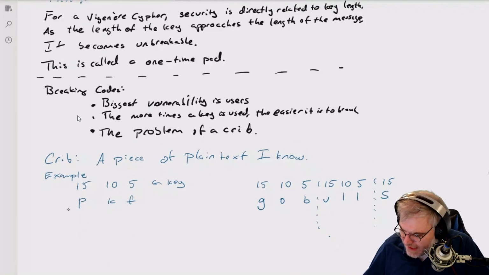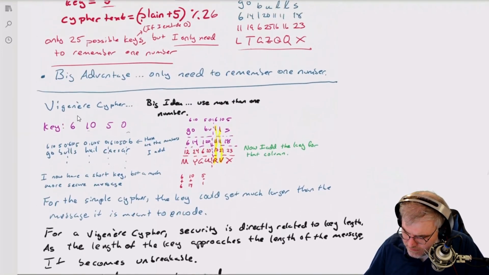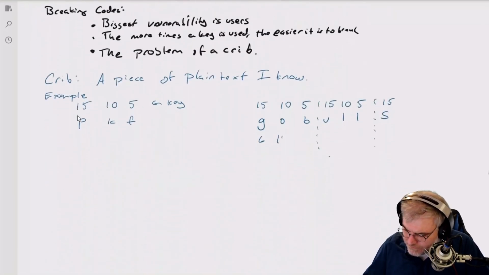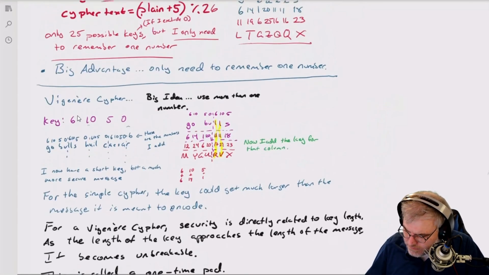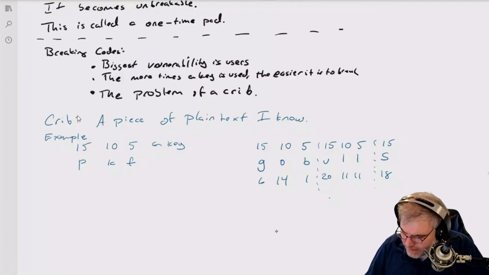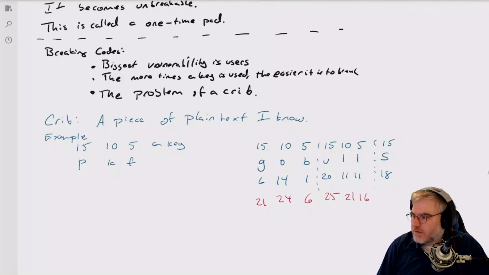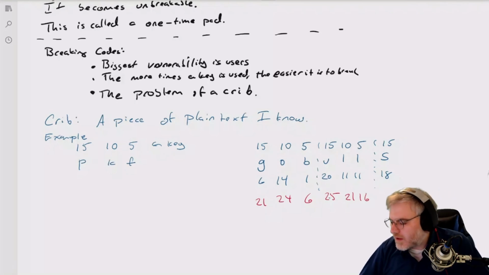Okay, 15. I want to add 15 to G. So G is 6. 14. Next year, I'll have to work out these in advance. 1. What's U? 16, 14, 1, 20, 11, 11, 18. So I wind up with ciphertext of, let's see, this one would be 21, 24, 6, 25, 21, 16, 18 and 15 mod 26. So that would be 33 minus 26 would be, yeah.